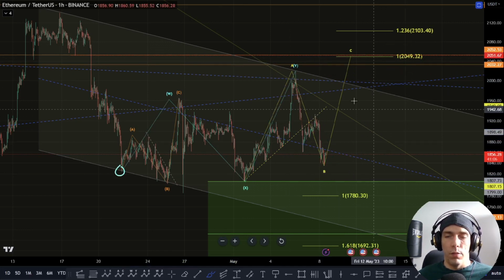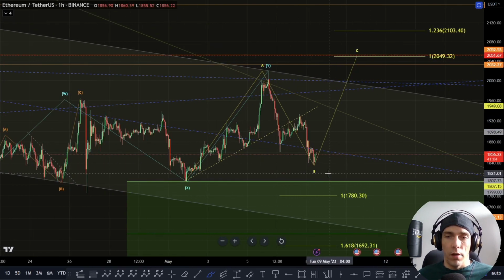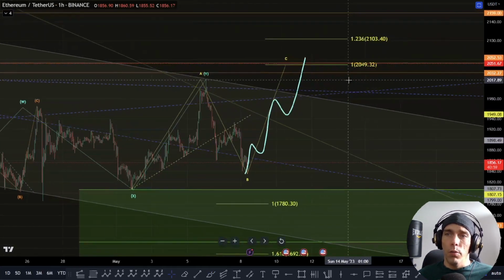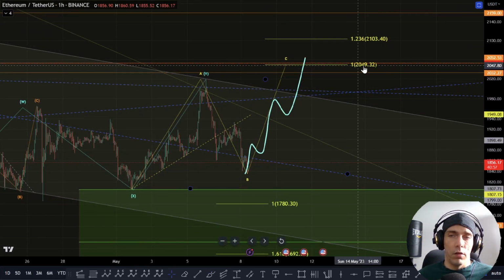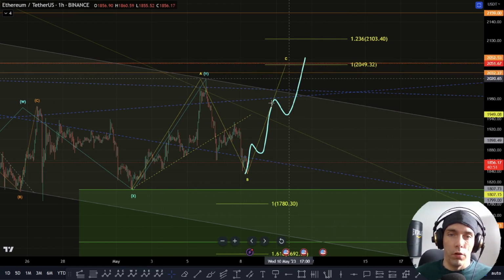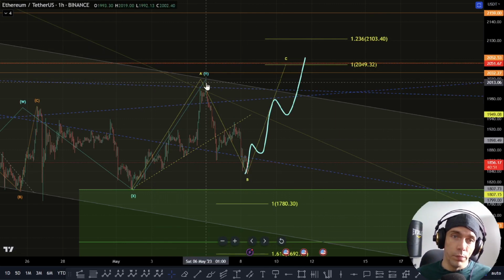So this is something just to keep an eye on here. If we do actually turn around here and start to form five-wave structure to the upside, I would be looking out towards this 2049 area as a possible one-to-one target of this as an A, B, and a C.